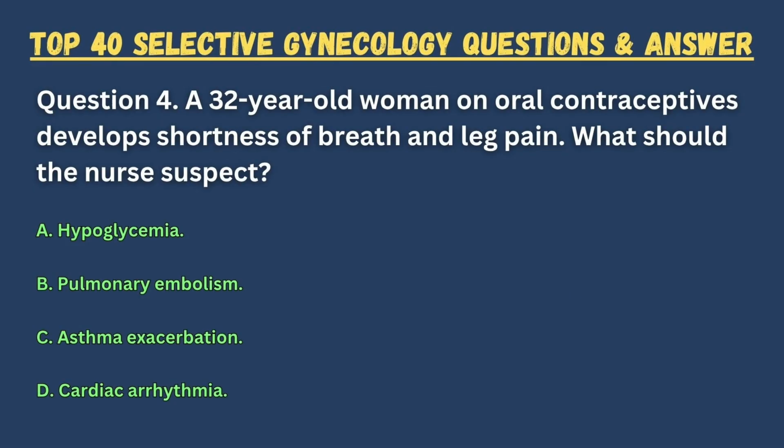Question 4. A 32-year-old woman on oral contraceptives develops shortness of breath and leg pain. What should the nurse suspect? A. Hypoglycemia. B. Pulmonary embolism. C. Asthma exacerbation. D. Cardiac arrhythmia.